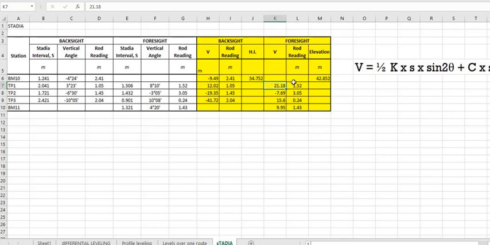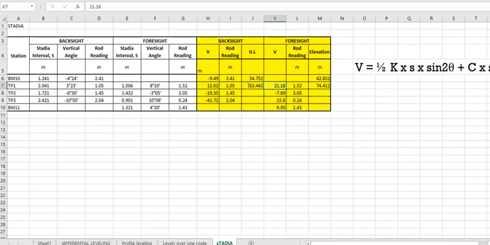Okay, for the elevation of TP1, we add 21.18 minus 1.52, that is 74.412. So the HI for TP1 is 74.412. Change the sign, so minus 12.002 plus 1.05, 63.442.